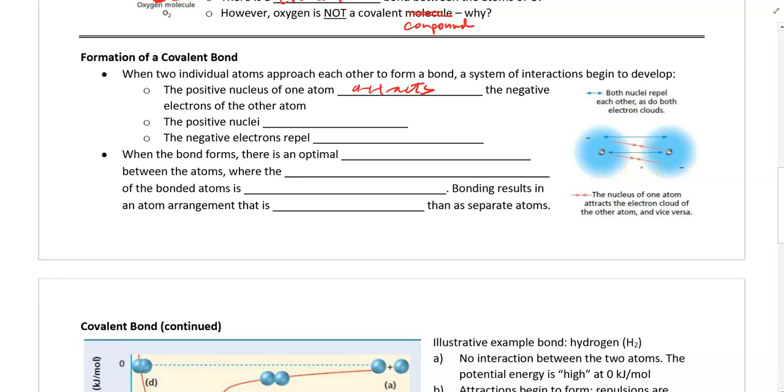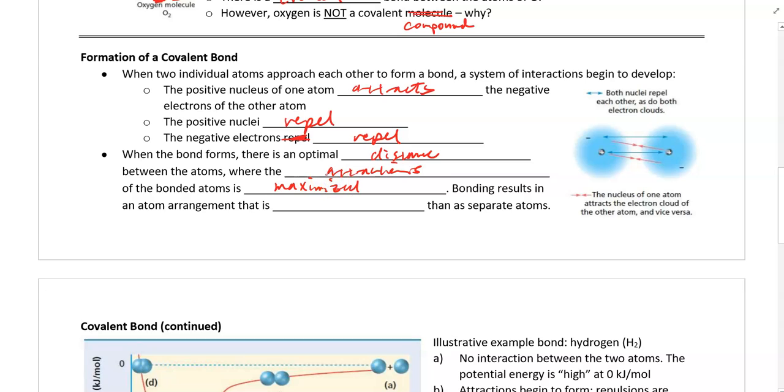But at the same time, the positive nuclei repel, and the negative electrons also repel. So the two things repelling are those like charges, the positive and the positive, as well as the negative and the negative. So when the bonds do eventually form, there's going to be this system of attraction and repulsion going on, but there is still an optimal distance between the two atoms where the attractions of the bonded atoms are maximized.